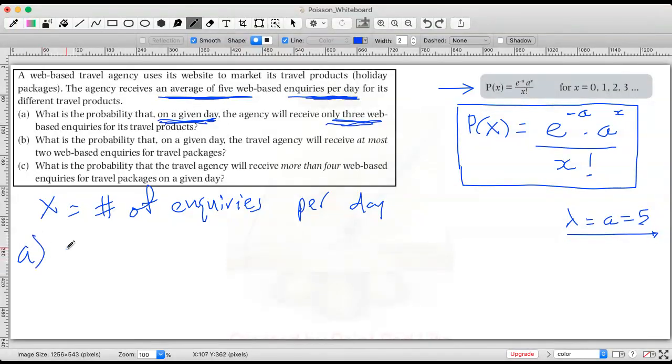So in question A, they're asking us to work out the probability of X being 3. What is the probability of X equals 3? And that's where we're going to use this formula here. Where we see X, we're going to put 3. And where we see A, we put 5. And that's all we need for this formula. So we'll do this in our calculator now.